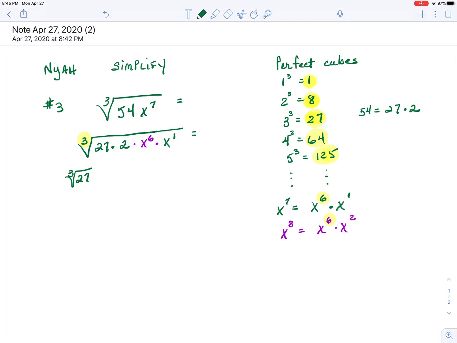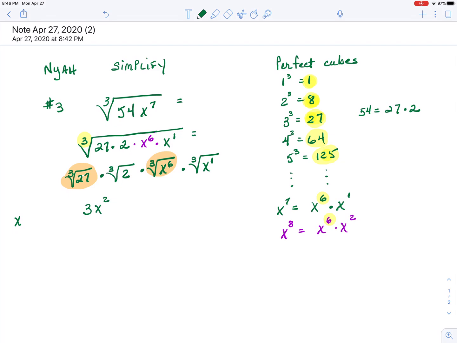You want to think of each of these radicals separately. Notice how I'm connecting them all with a times operation. And the ones that can be simplified are this one, the cube root of 27, and this one, the cube root of x to the 6th. So those are the pieces that are going to come out in front. Cube root of 27 is 3. Cube root of x to the 6th is x to the 2nd.